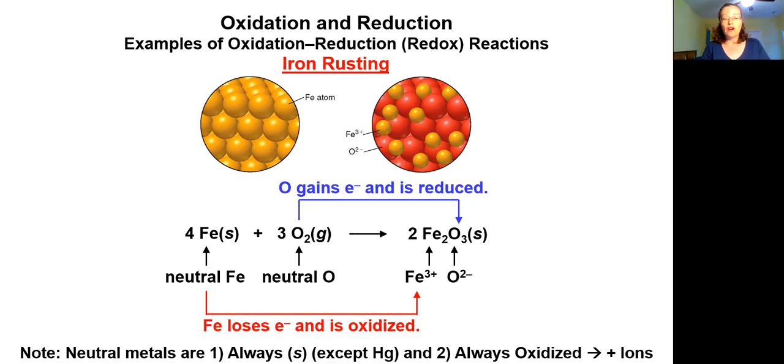The neutral metals are always solids, except for mercury, and they always get oxidized to positive ions. Remember back in chapter 3 when I said our metals always lose electrons and become positive ions? Still seeing it here. If I start out with a neutral, not one with a charge, it goes to that. What's different here is you're seeing the entire compound this time, which overall is neutral. I have to be able to look at this and see that in the Fe2O3, there's +3 iron ions and -2 oxygen ions.